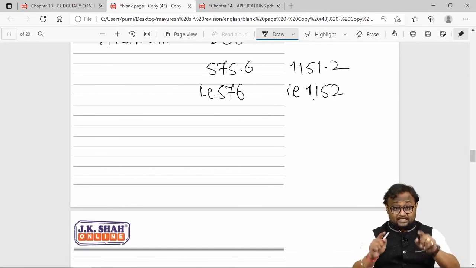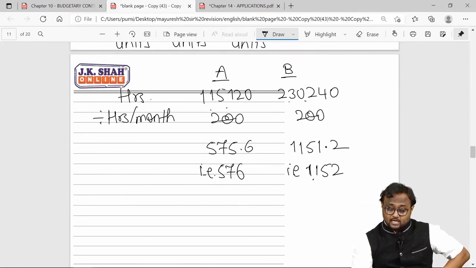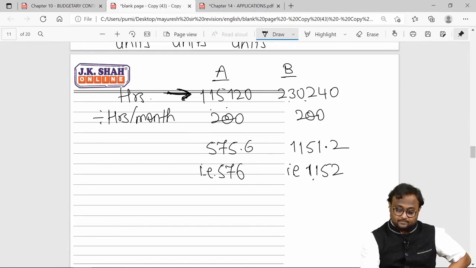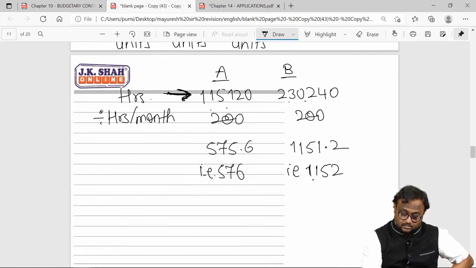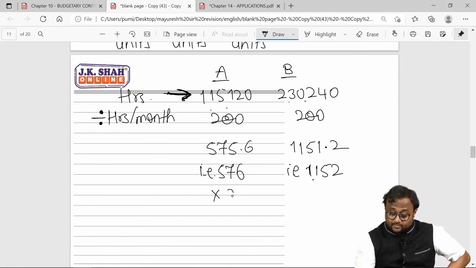the number of workers. This is the advantage of a budget, which lets you know in advance that for full production, this is the requirement of hours, this is the requirement of time, and this is the number of workers which I'm supposed to hire. These are the number of workers which I'm supposed to hire. But then each one will be paid 200.